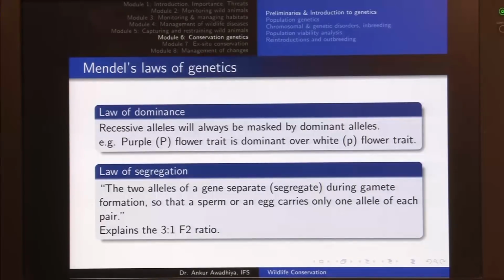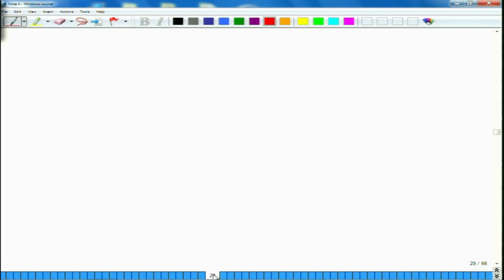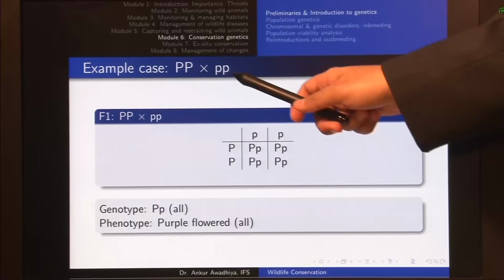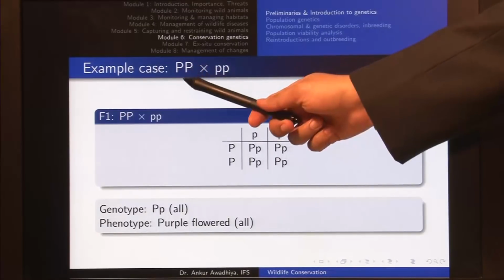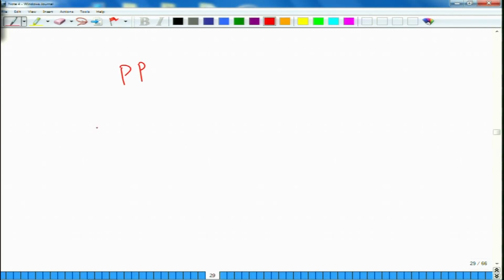Now what is this F2 ratio? F stands for filial generation. So we will come to this here. The example case is you have done a cross between two individuals. One was having capital P and the second one was having small p. What do we mean by this? When you had an individual with capital P, then this individual was having purple flowers, and when you had an individual that had a small p, you were having an individual that was having white flowers.